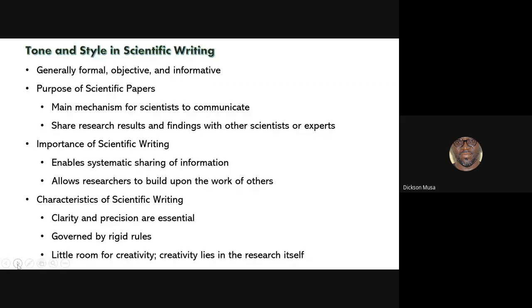So the purpose of writing academic papers is that it is the main mechanism by which we communicate our findings to the general public. We share our research results and findings with other scientists, other experts, other academics, and even the wider public. And it is important because it enables systematic sharing of information, and it allows you to provide the basis for other people to build their work upon.